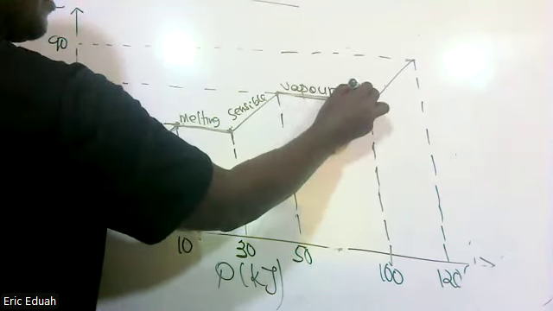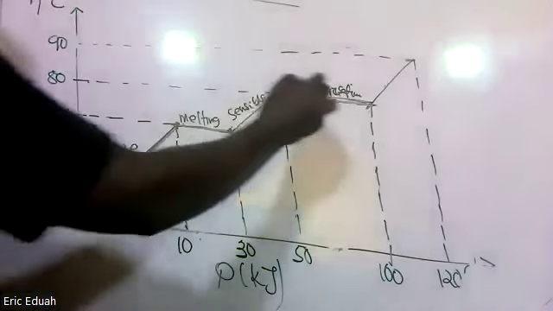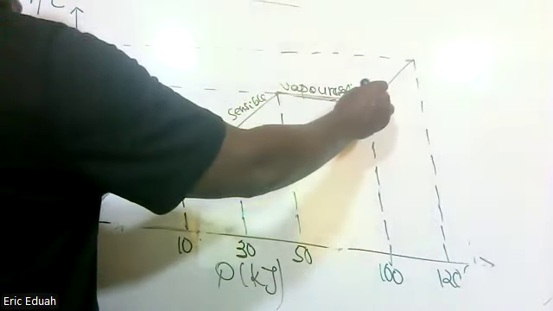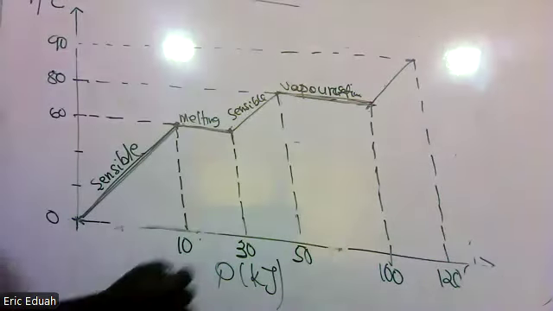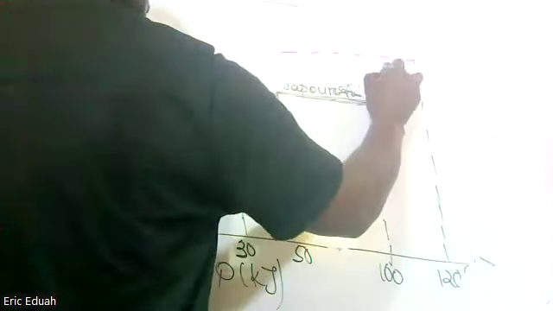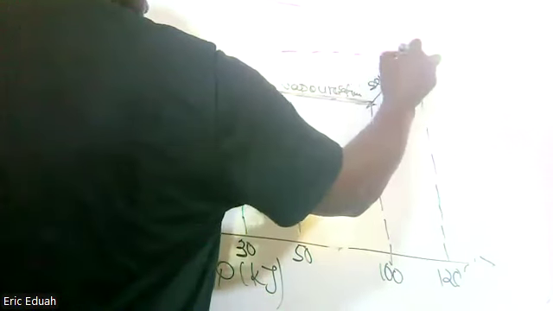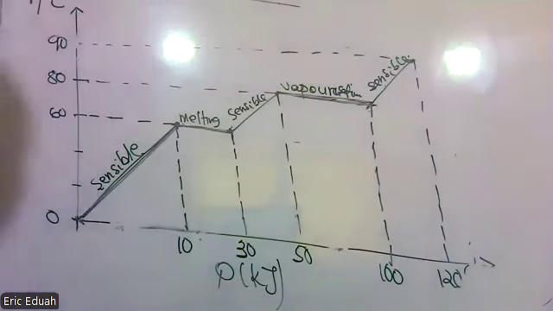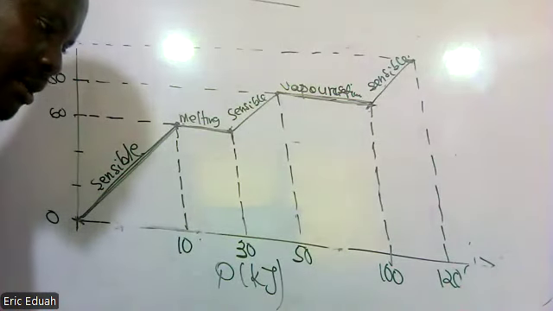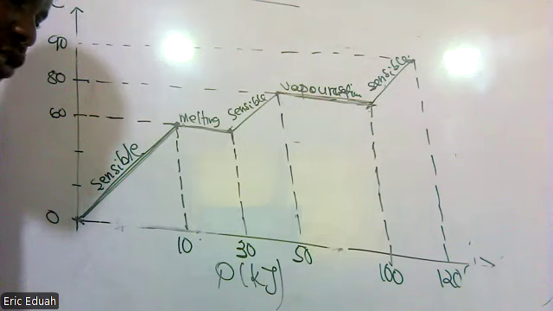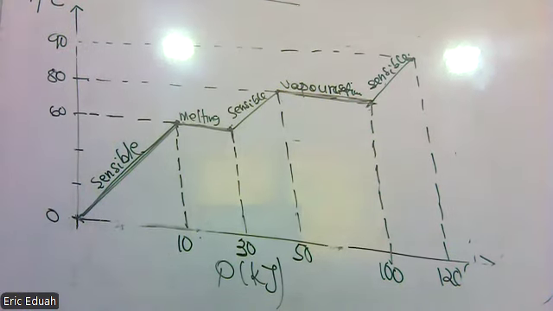Vaporization. And then the temperature of the vapor is being raised from 80 to 90. So sensible heat is what is occurring here. So we are asked to determine the latent heat of fusion of the material.